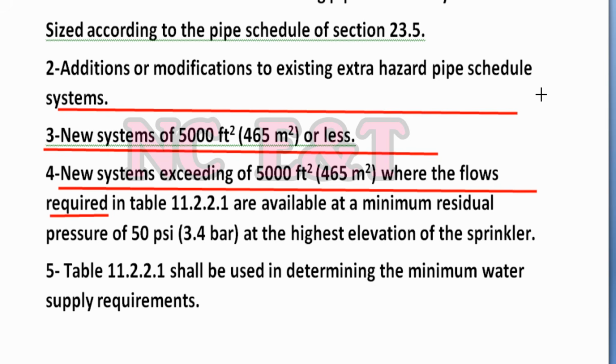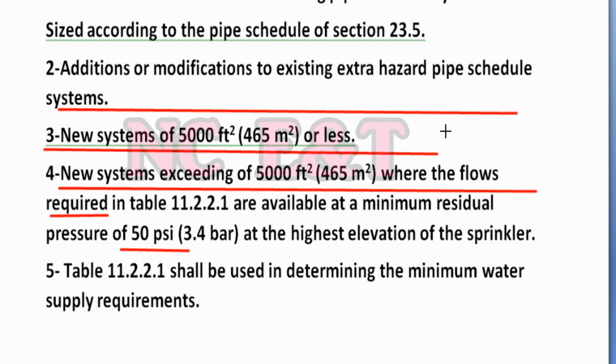It means if we need to follow this method beyond 5000 square feet area, then the residual pressure which we have seen before for low hazard was 15 psi, and for ordinary hazard it was 20 psi. But if we need to exceed the area and we need to use pipe schedule method, then this residual pressure will go higher, and we need to have it 50 psi.